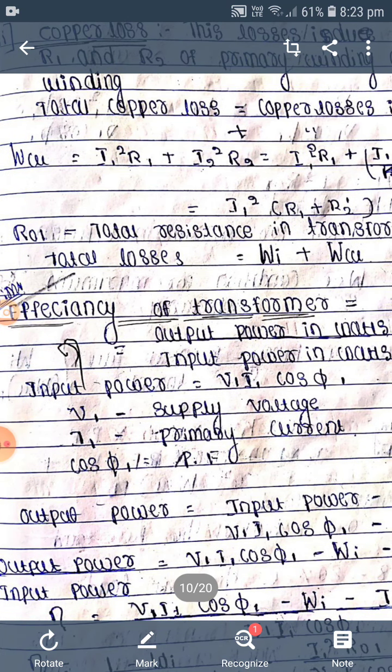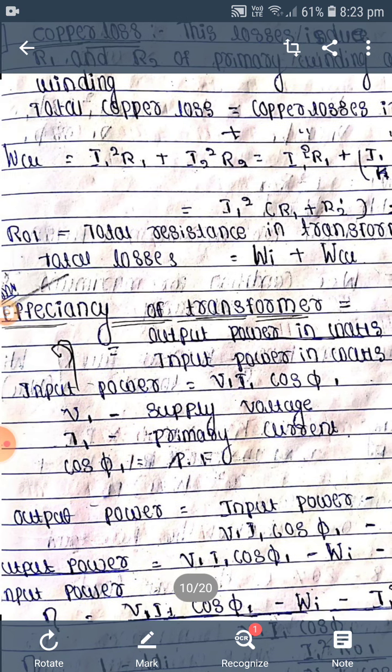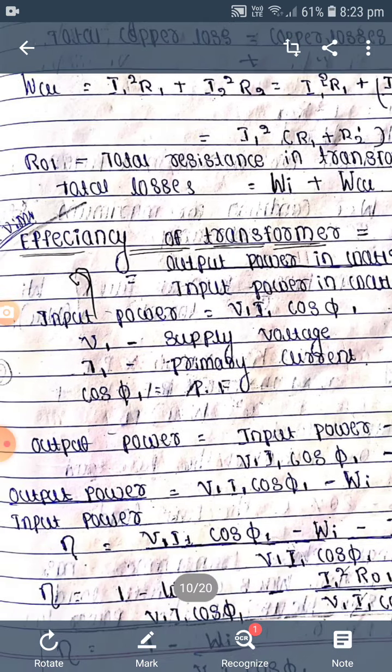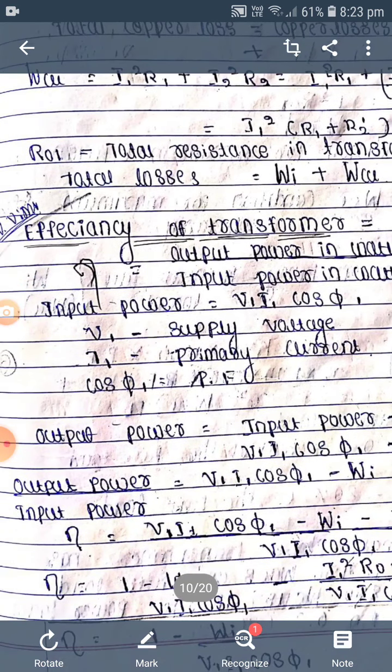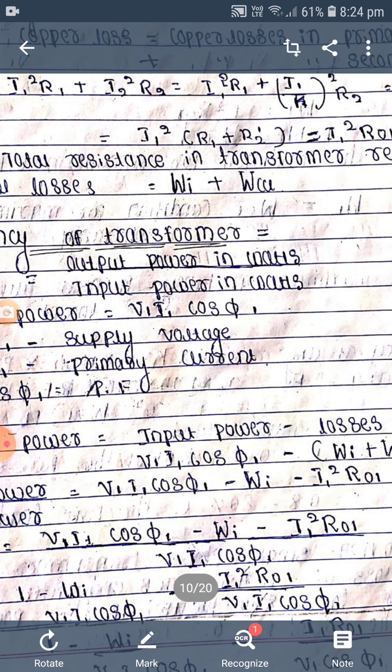Then the input power you can calculate here. Input power is equal to V1 I1 cos phi. V1 is the supply voltage, the primary voltage, I1 is the primary current, and cos phi is the phase angle between V1 and I1. Now we can calculate the output power using input power minus losses.